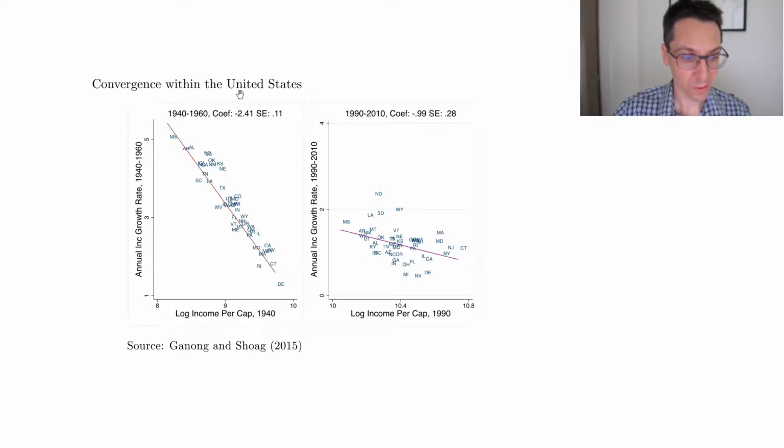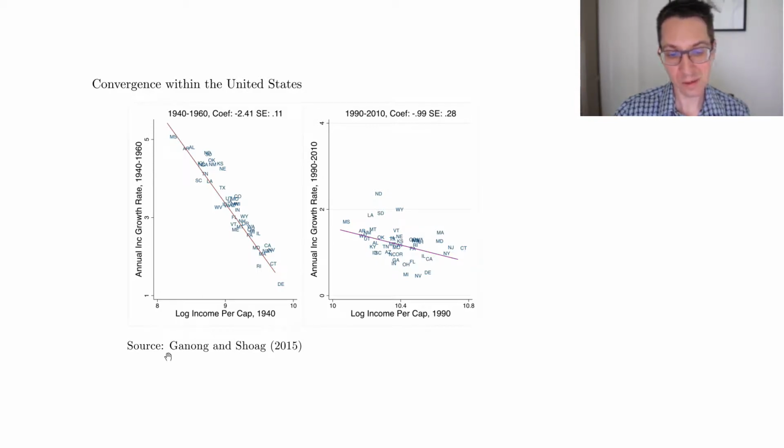So here on the left graph, on the x-axis, we have log income per capita in 1940. And what we want to see is whether states that were poorer in 1940 actually had a better growth of income per capita over the subsequent years. So here it's 1940 to 1960, and we're looking at annual log income per capita growth. And so it looks like the theory works very well. So the states that were richer in 1940 actually grew less quickly than the poorer states.